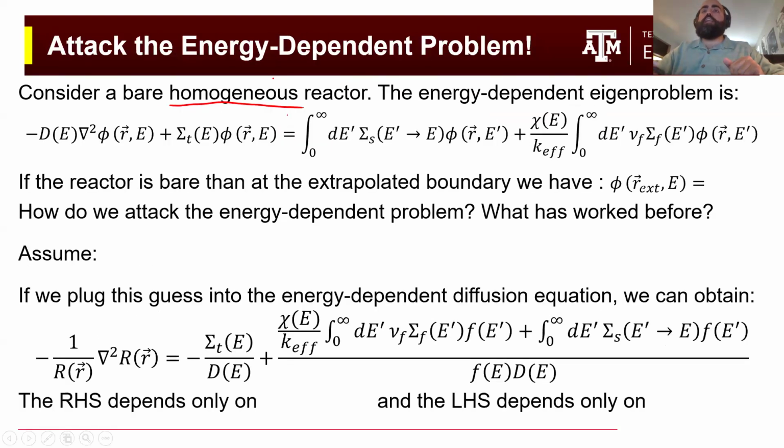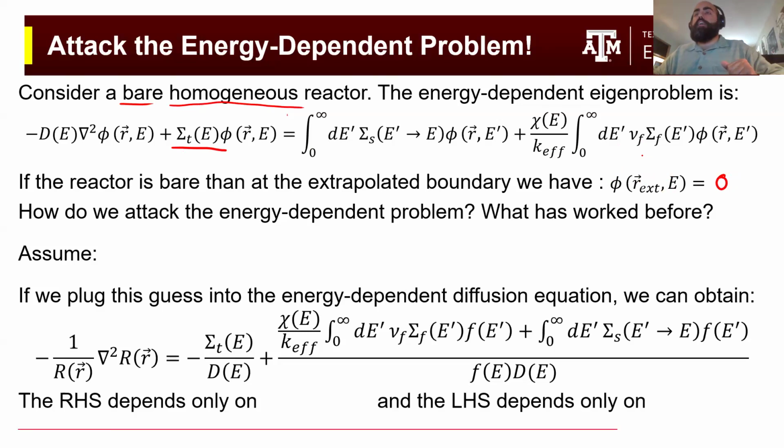So in terms of homogeneous, that means that the material is the same. No problem. You're welcome. And that means that whenever we write our cross sections, like the total cross section, it doesn't depend on position if the material is homogeneous. And if it's a bare reactor, that means that it's surrounded by vacuum. And if it's surrounded by vacuum, then we know that at our extrapolated boundary, the value of our flux for any neutron energy has to be equal to 0. That means it's surrounded by vacuum.